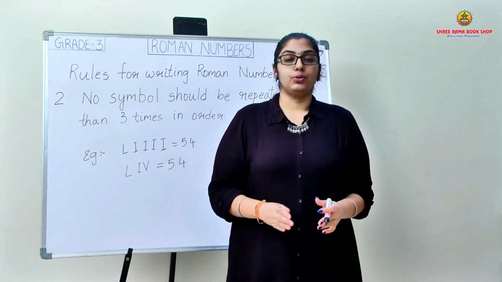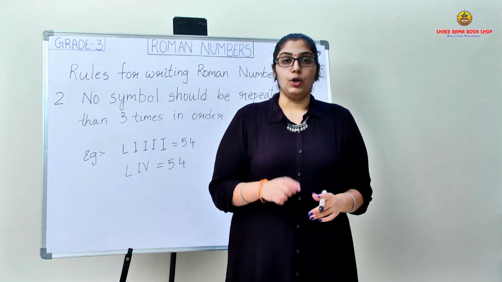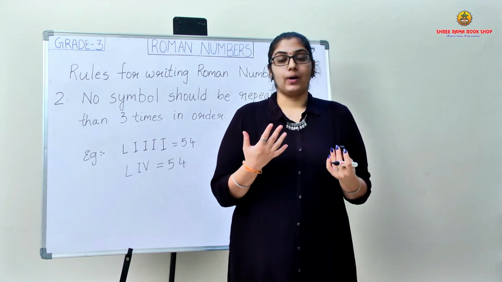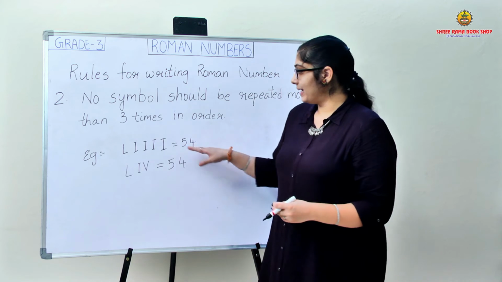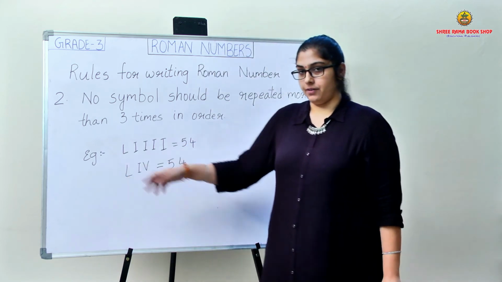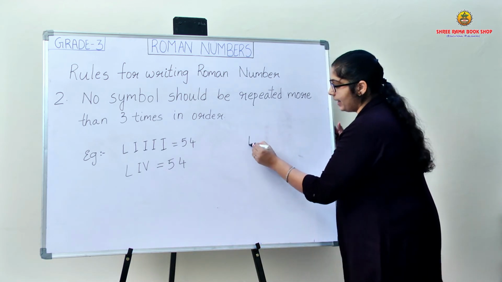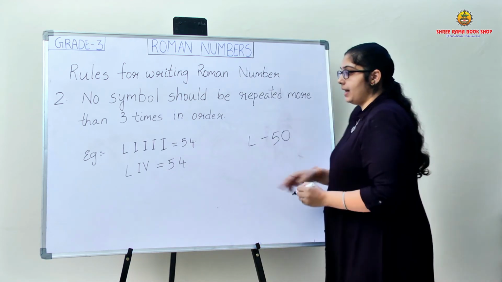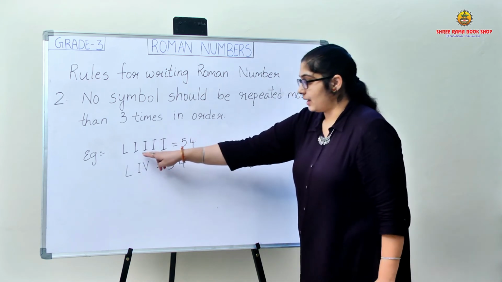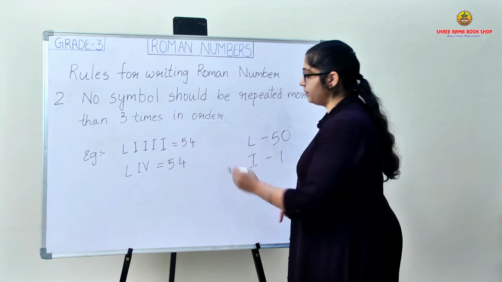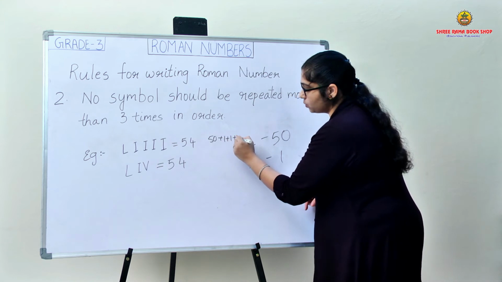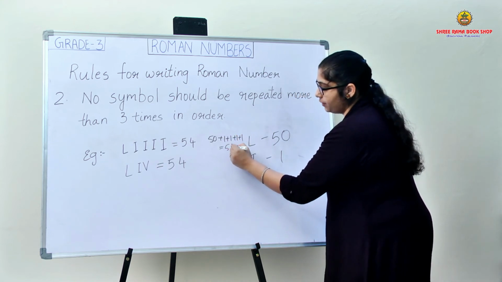Rule number 2 in Roman numbers says that no symbol should be repeated more than 3 times. To get an idea about this rule, we will take an example. Here L represents 50. We already learnt in Roman symbols, right? L represents 50 and I represents 1. So here I have 4 I's. What does that mean? It is 50 plus 1 plus 1 plus 1 plus 1, which is 54.